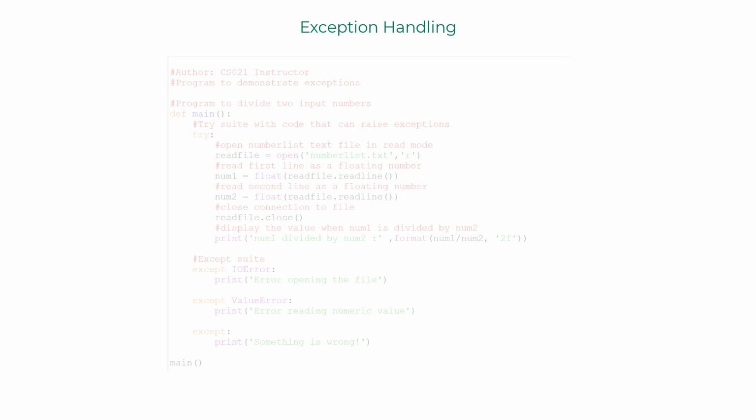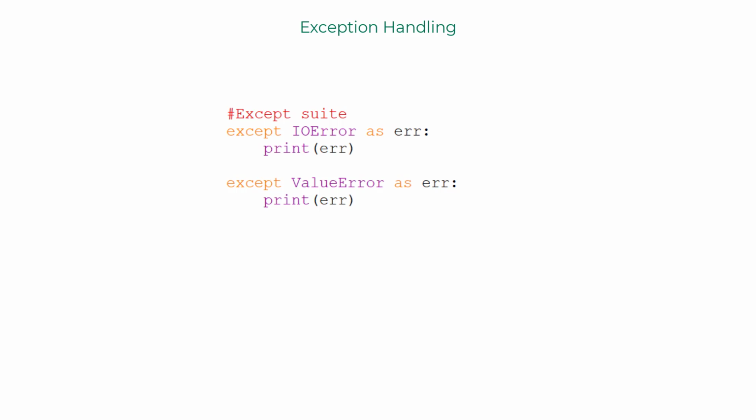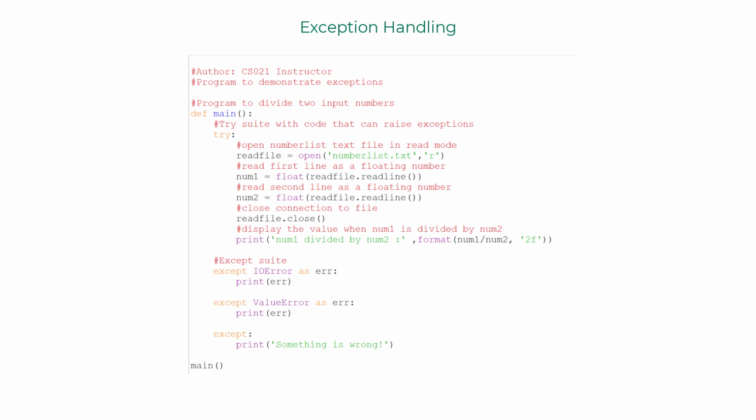If you like to display an exception's default error message, you can do it this way. Let us try to see this in action using this program example. If an IOError occurs, this default message is displayed. If a ValueError occurs, this default message is displayed.